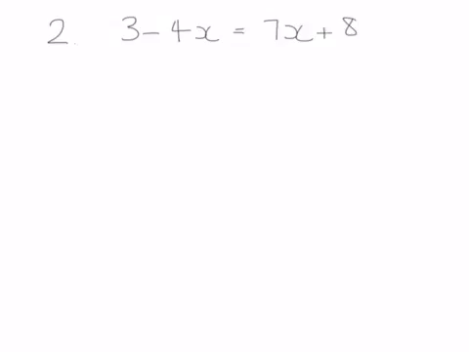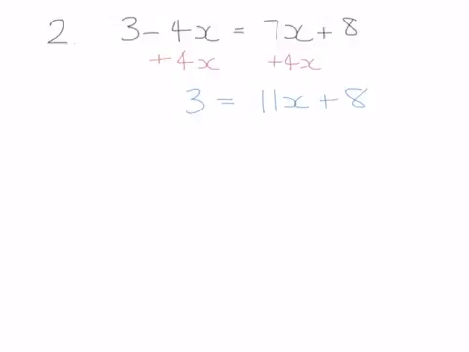Let's try another one. This one's got x's on both sides as well. I'm going to take the smallest one and take it to the other side. The smallest one is minus 4x. The opposite is adding 4x. Doing that to both sides. On the left-hand side, I'm left with a 3. Then 7x plus 4x is 11x, and the 8 is still there, so I have to leave it there.